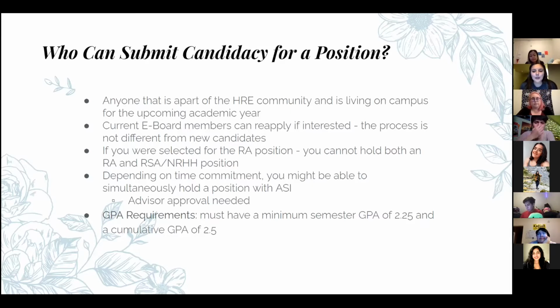The GPA requirement to serve on the NRHH e-board is you must have a semester GPA of a 2.25 and a cumulative CSUF GPA of a 2.5.